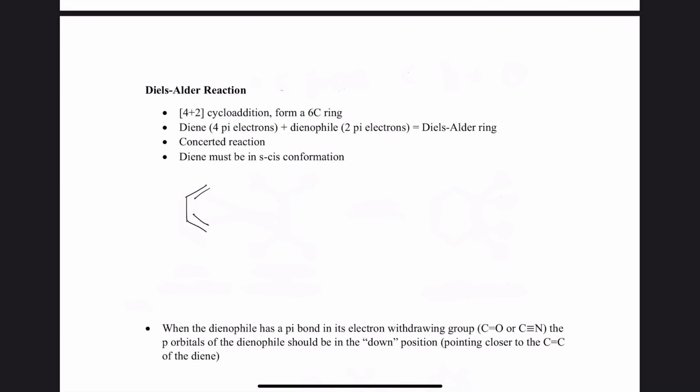Diene means two double bonds. We see that we have 2 double bonds, and we know that a double bond holds 2 pi electrons. So our diene has 4 pi electrons, and then our dienophile is only going to be made up of 1 double bond. So this is only going to have 2 pi electrons. And that's why, in our diene, our 4 pi electrons, our dienophile, our 2 pi electrons, that's why we can also call this a 4+2 cycloaddition.